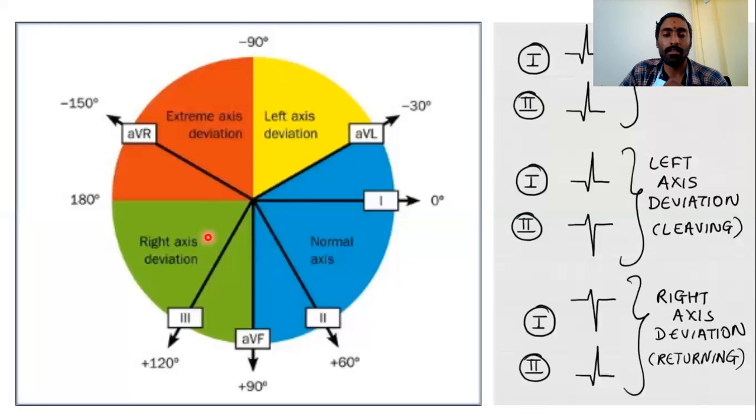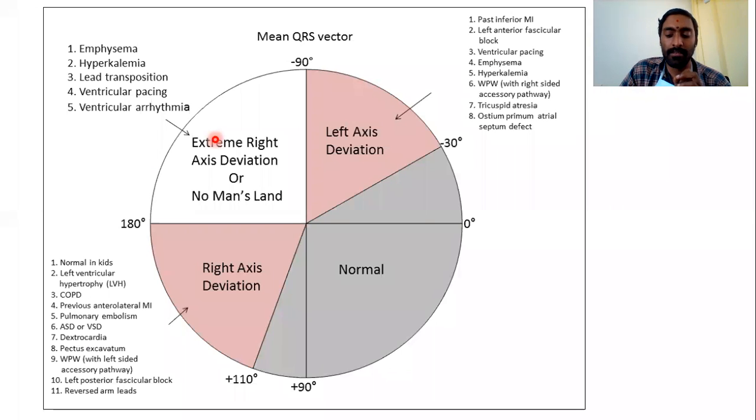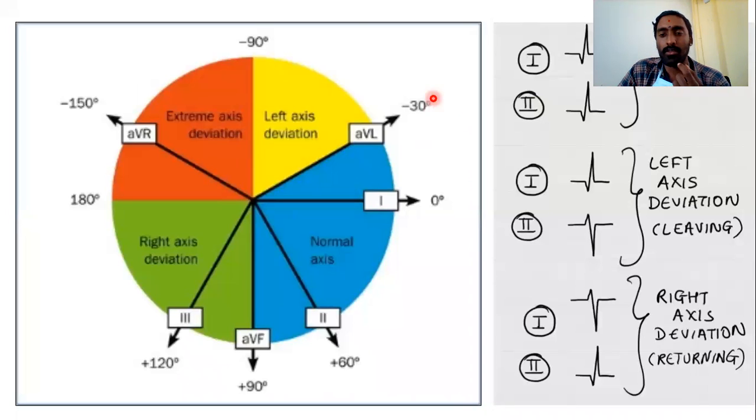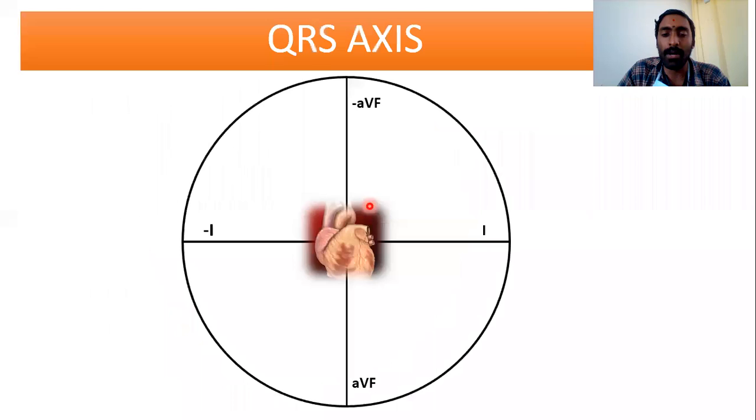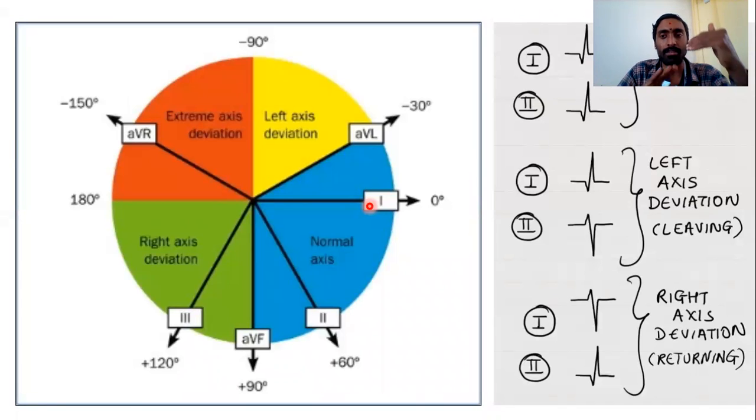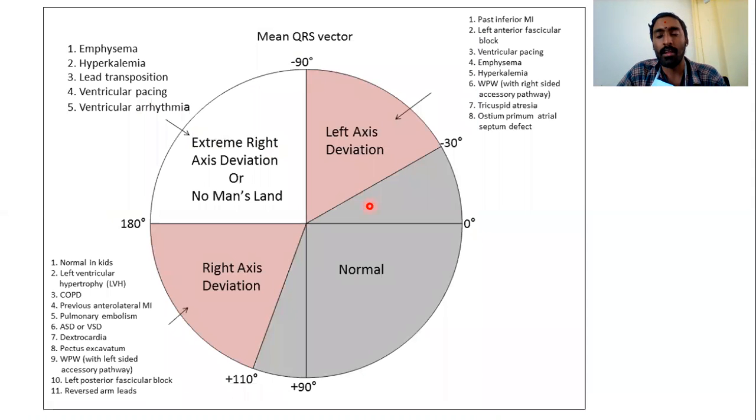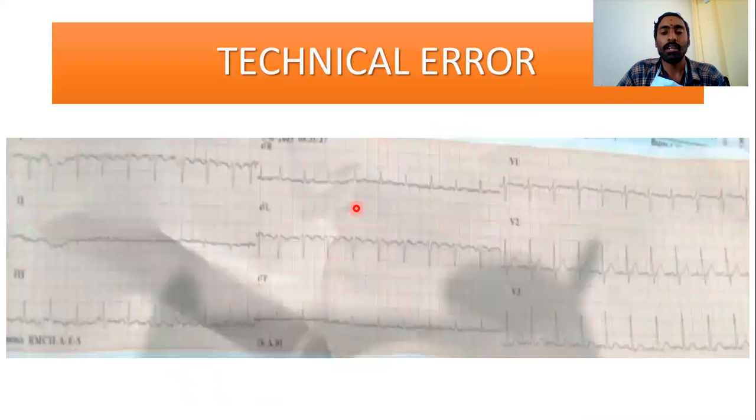Then there are various causes for each of these axes, but how to remember this? A normal mnemonic we can use is: left leaves and right reaches. That means look at the QRS tip. If the tips in lead 1 and AVF seem to leave each other, that is left axis. And if they seem to come towards each other, then it is right axis. So lead 1 and lead AVF coming towards each other is called right axis. The various causes for each of these axes will be discussed subsequently.